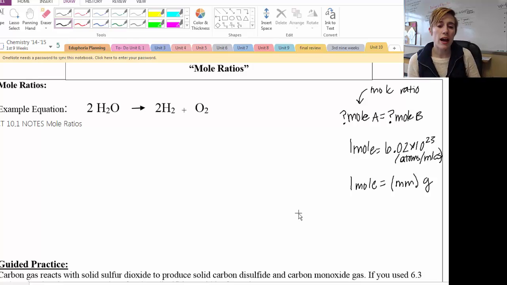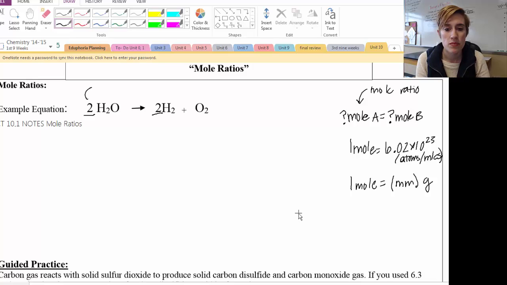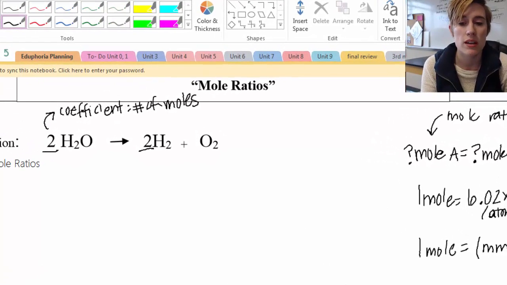So let's take a look at this question here. This question says that, it's actually not a question, it's an equation, okay? In this equation, we see these big numbers here. These big numbers, if you remember from last unit, are called coefficients. Now, can you guys remember what a coefficient stands for? Anyone? Coefficient is the number of moles. Okay, that's what we use it to stand for in chemistry.